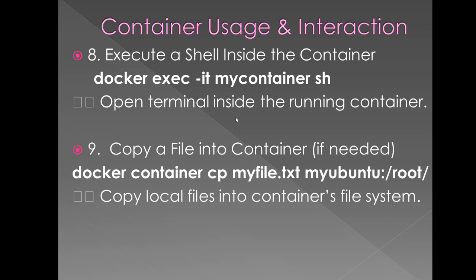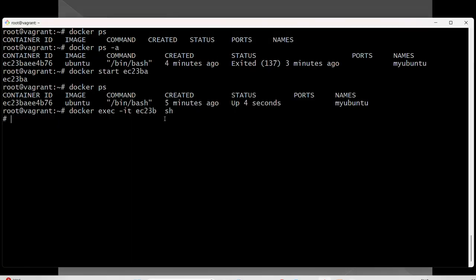To go inside the container, use docker exec -it my-container sh. If you want to log into a particular container, you must start the container first by using docker start and the container ID. Only if that container is running is it possible to log in to the container. So I run this command docker exec -it container ID and sh. Now I am in the container. If you check this container, as root, at present it does not have any files.